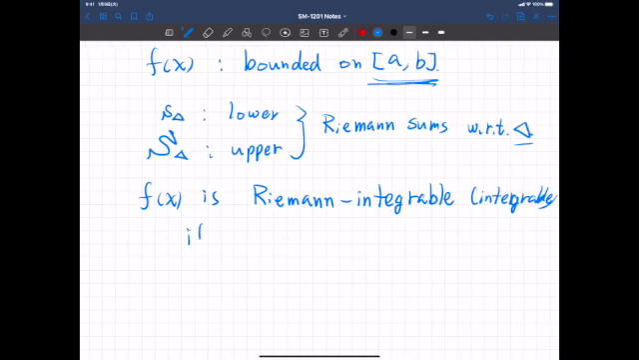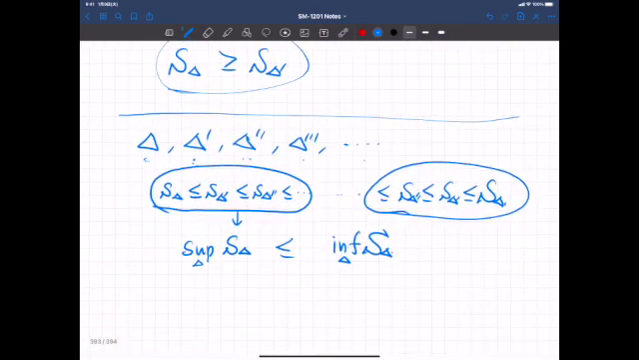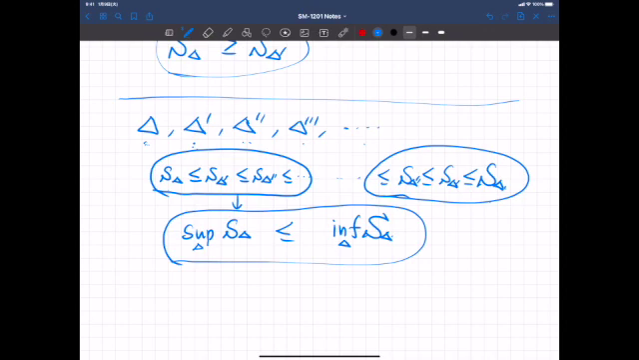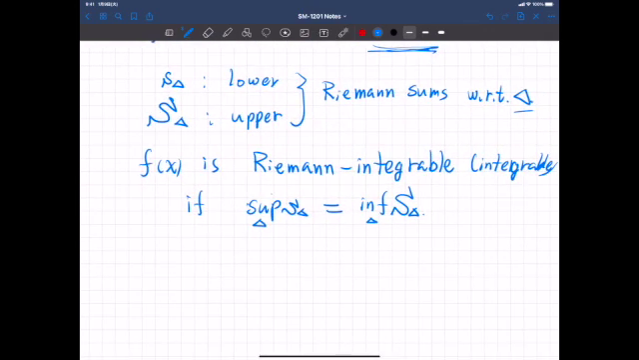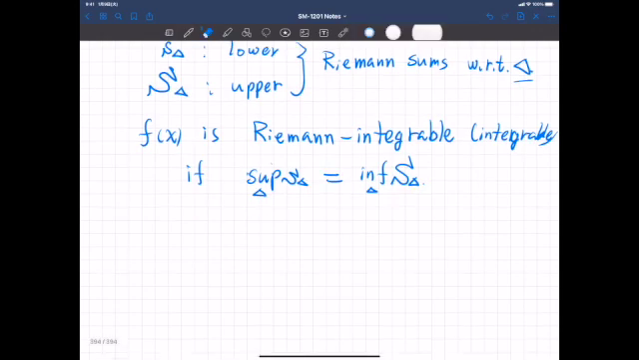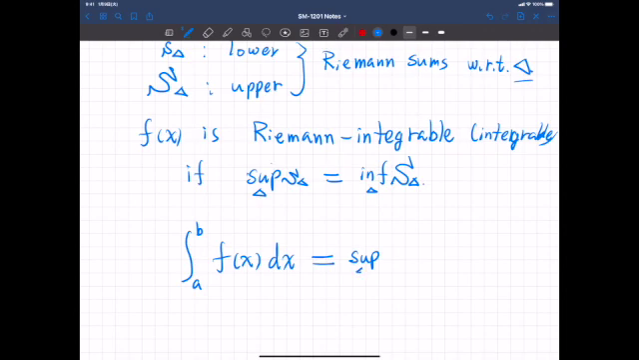If the supremum of the lower Riemann sum is equal to the infimum of the upper Riemann sum. Okay, so in the previous explanation, we always have this inequality. So if this equality holds, then we say this function is Riemann integrable. Okay, and if this is the case, then we write this as the integral from a to b of f of x dx. So this is defined to be the supremum of the lower Riemann sum. Or equivalently, this is the infimum of the upper Riemann sum.